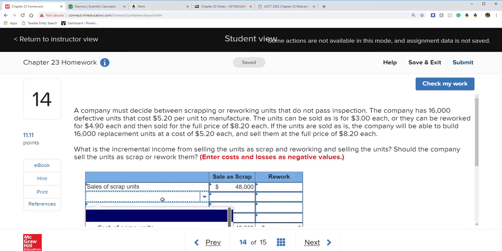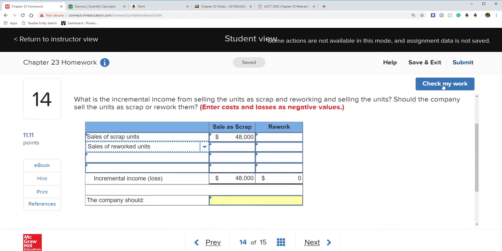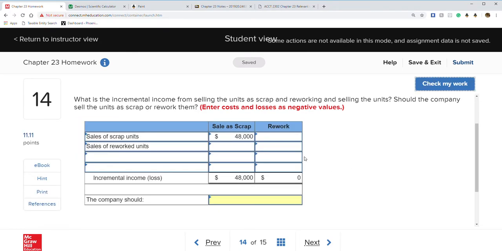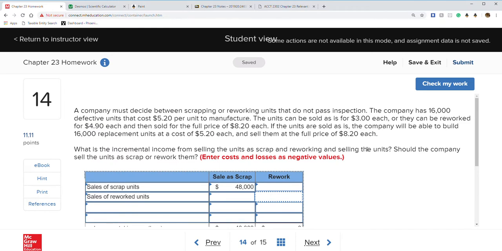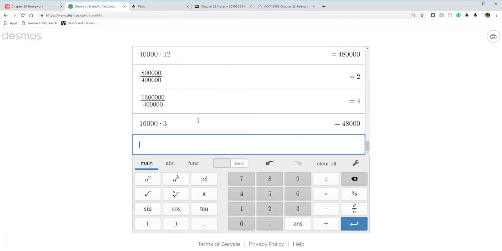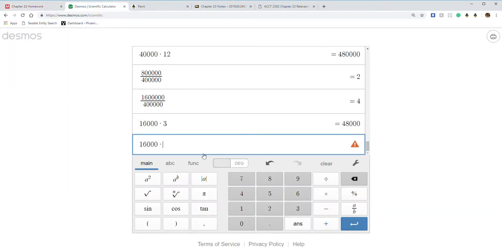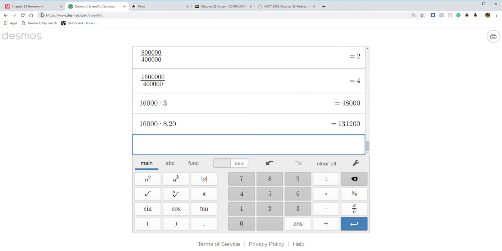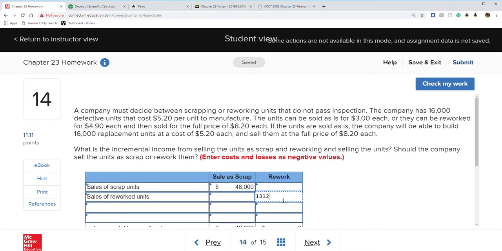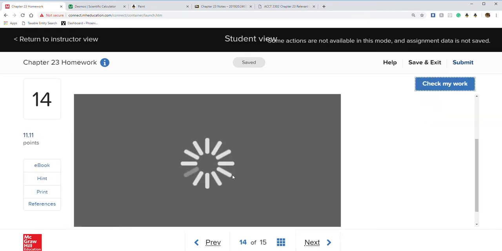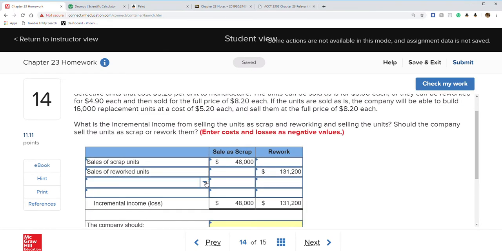Okay. Let's go sales of reworked units. Okay. And the reason why I'm checking is, again, Connect does these kind of off. So 16,000 times, and we can sell them for $8.20. $131,200. Cool. Okay, check. We are still good.